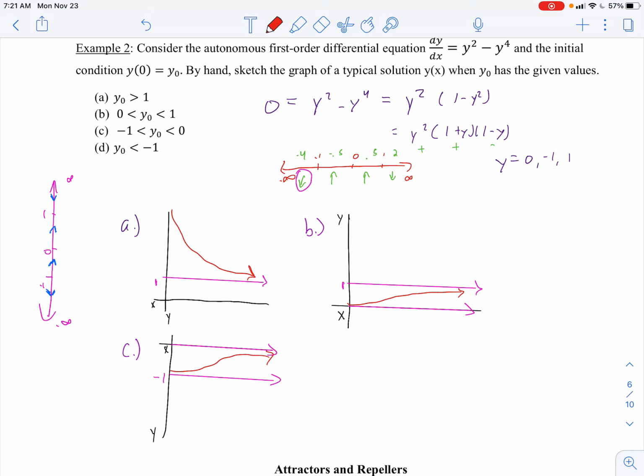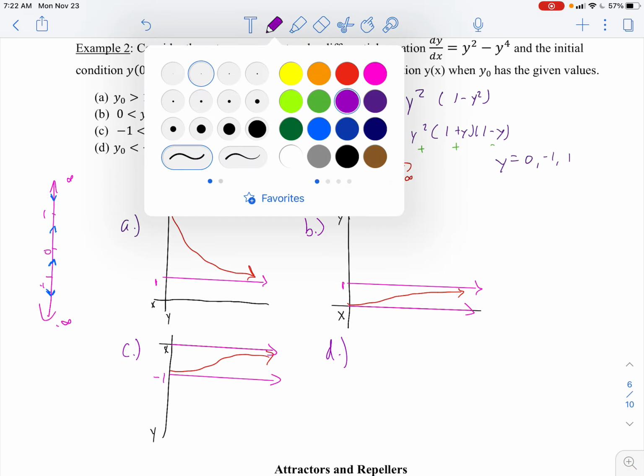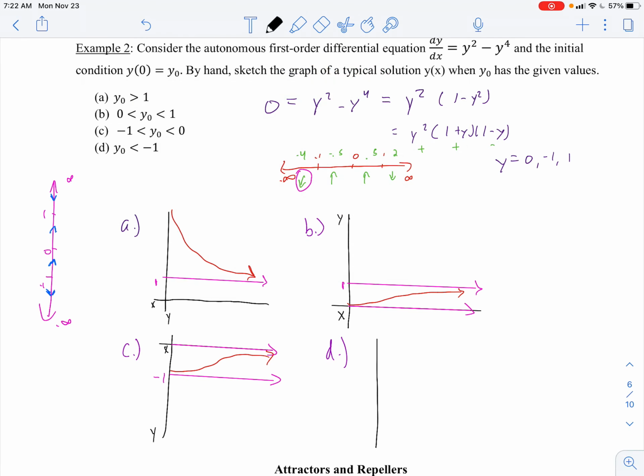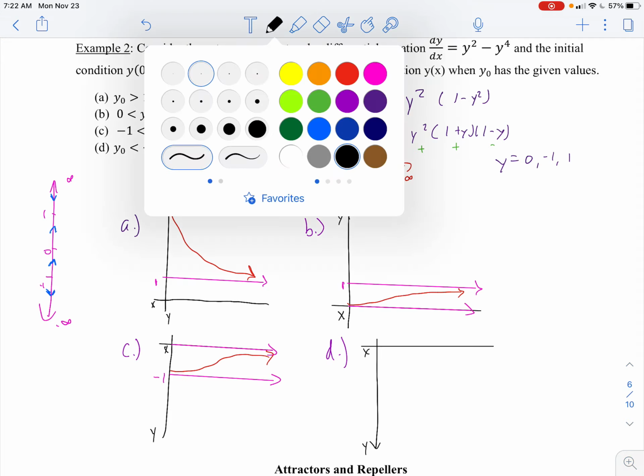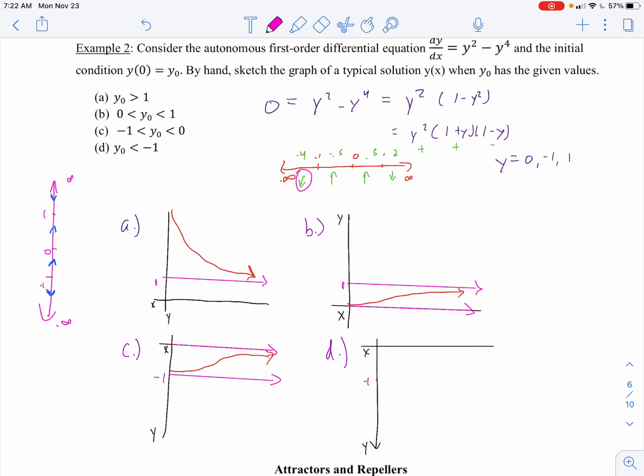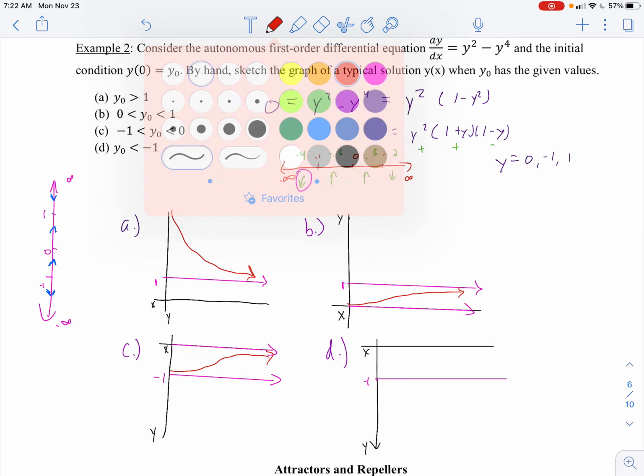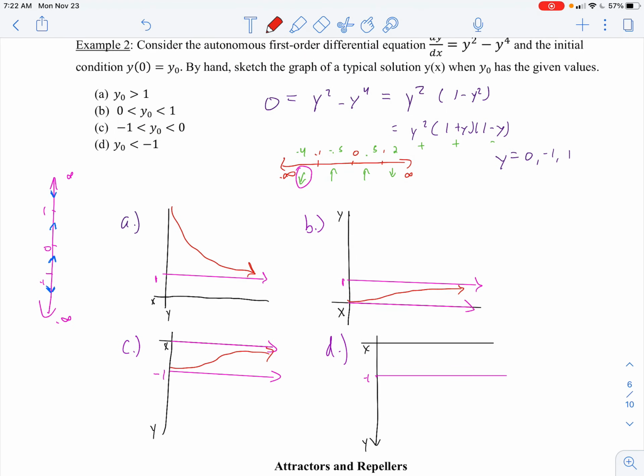And then for the last one, D, there's x, there's y, and this is negative 1. And our graph is going to be tending down. So we're starting close to negative 1, and then we're going down to negative infinity. So it looks something like that.